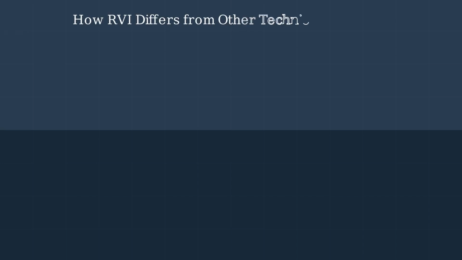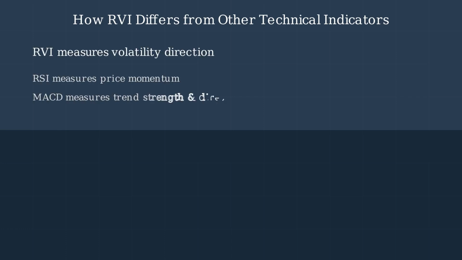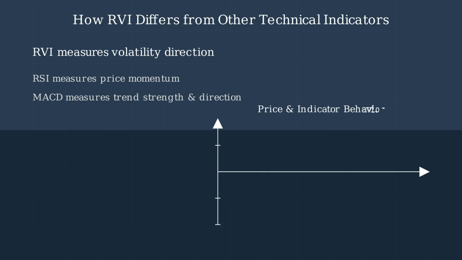The Relative Volatility Index stands apart from other technical indicators in several important ways. While most indicators like RSI and MACD focus on price momentum and trend strength, RVI specifically measures volatility direction. Let's visualize how these indicators behave differently on a price chart.